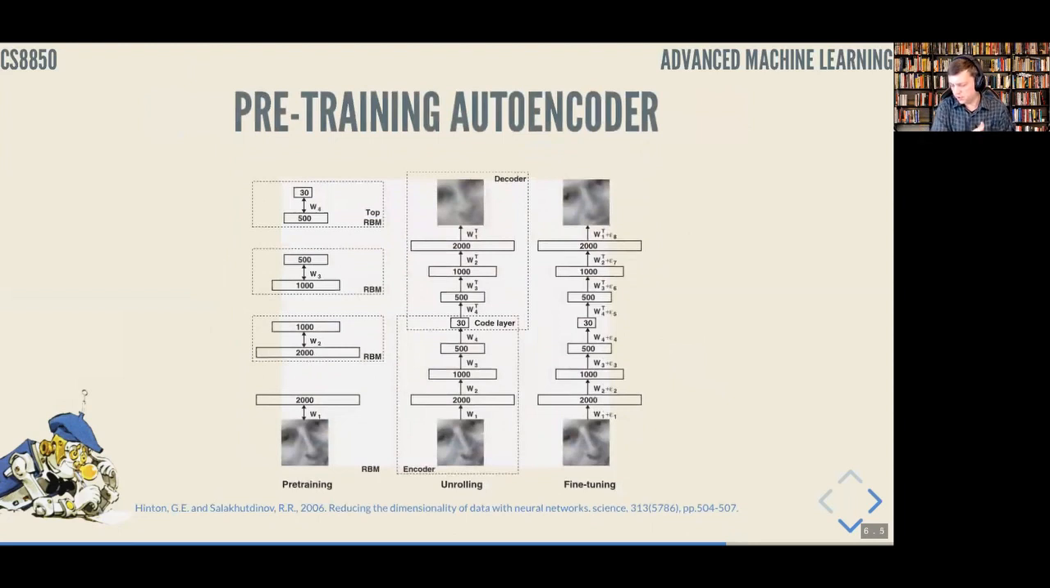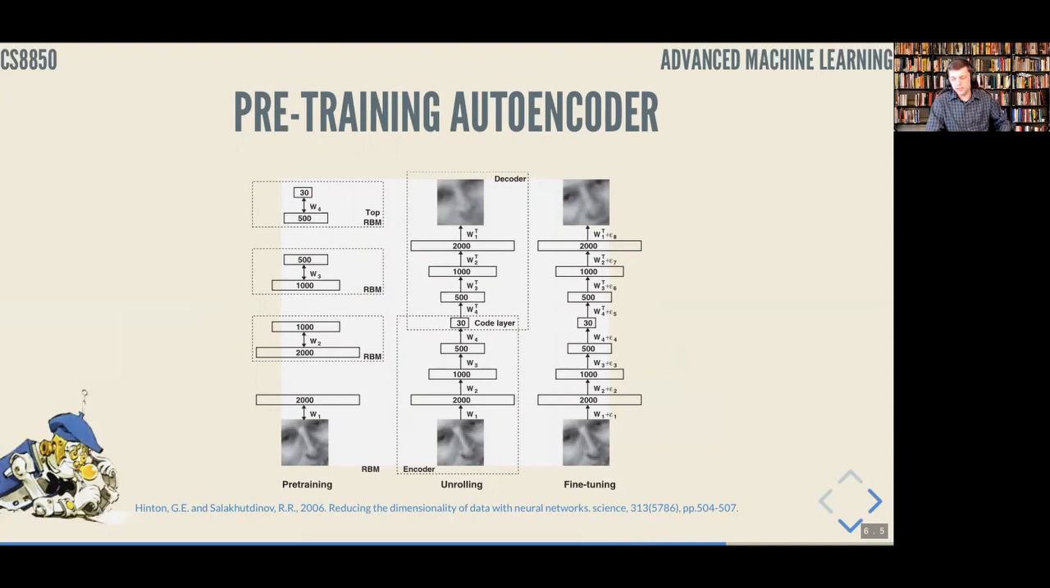So Geoff Hinton and Ruslan Salakhutdinov did this back in 2006 and published it in Science. That was an interesting publication because for years, by 2006, support vector machines were dominating the landscape, and no one in their right mind would publish anything about neural networks. And suddenly the Science paper appears.